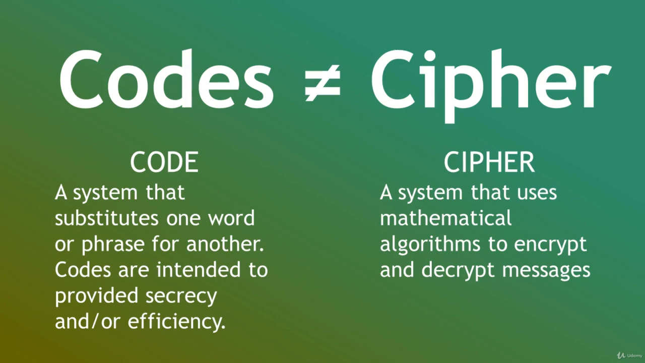A code is a system that substitutes one word or phrase for another. Codes are intended to provide secrecy and/or efficiency. A cipher, on the other hand, is a system that uses mathematical algorithms to encrypt and decrypt messages.